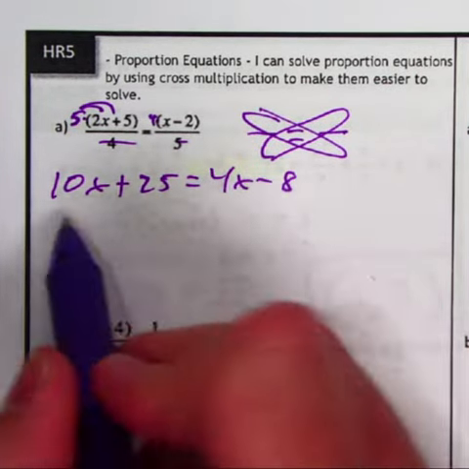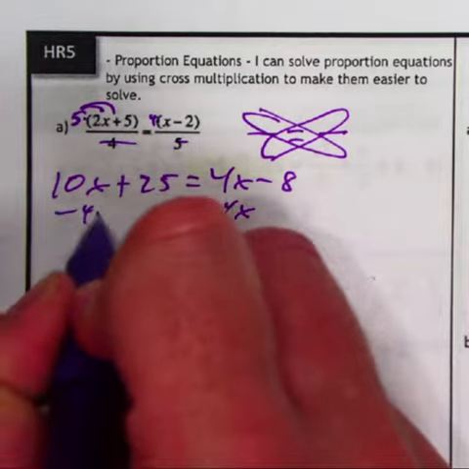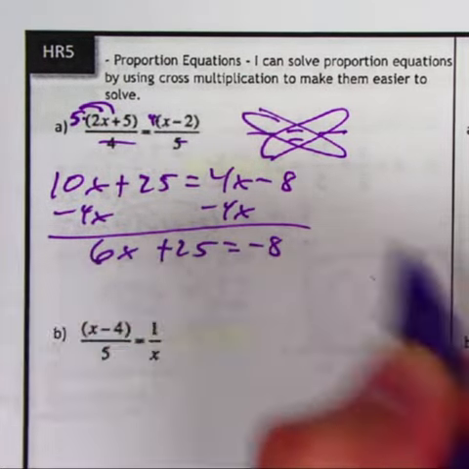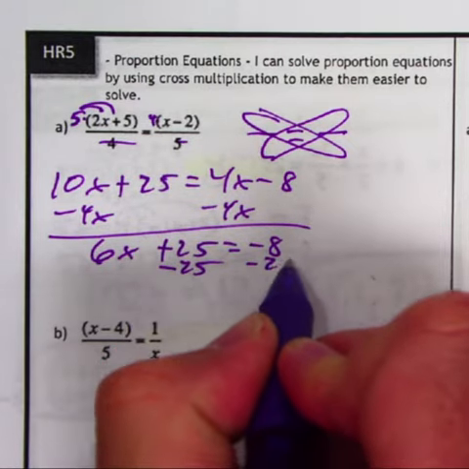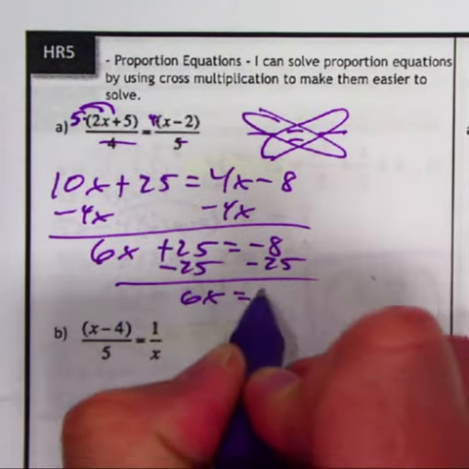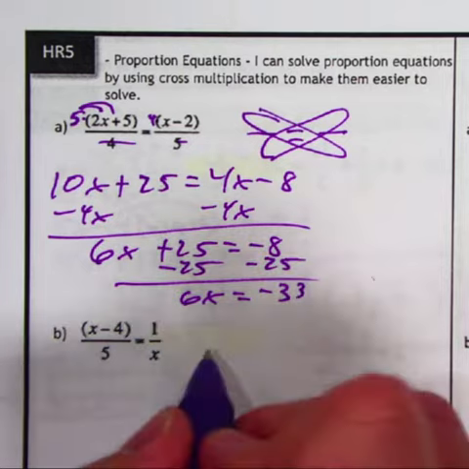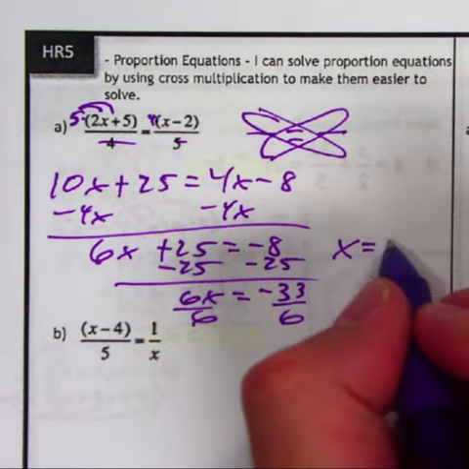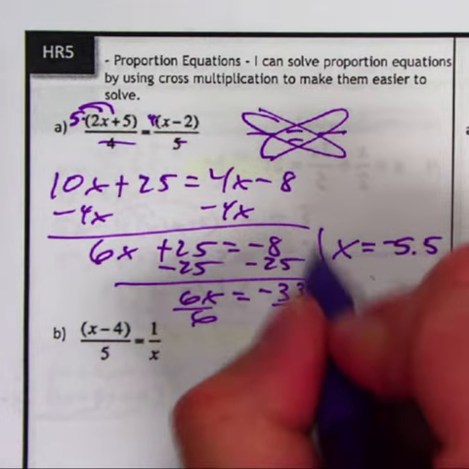And then I'm going to bring these over by subtracting 4x, subtract 4x, and 6x plus 25 equals negative 8, minus 25, minus 25, and 6x equals negative 33. And then divide both sides by 6, and x equals negative 5.5.